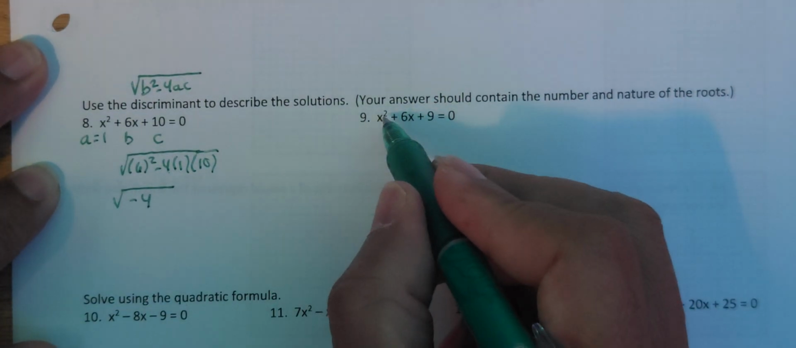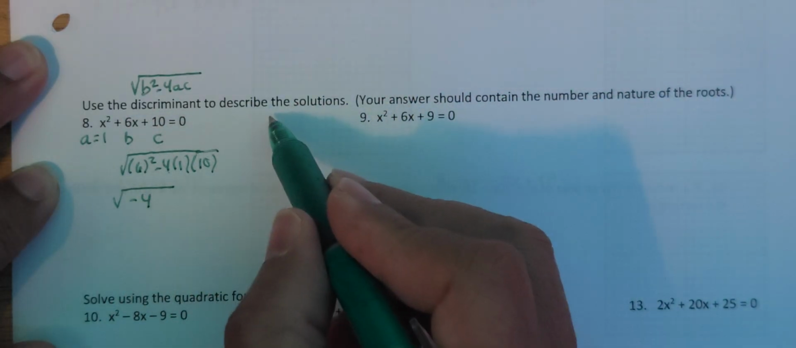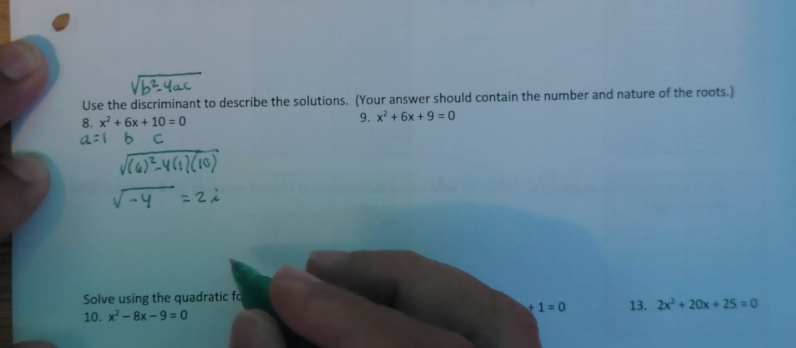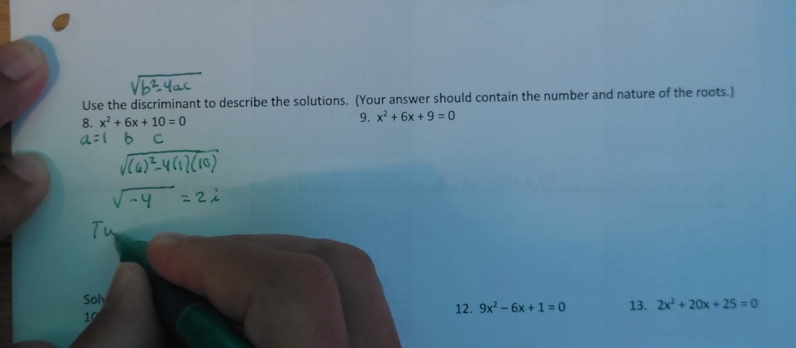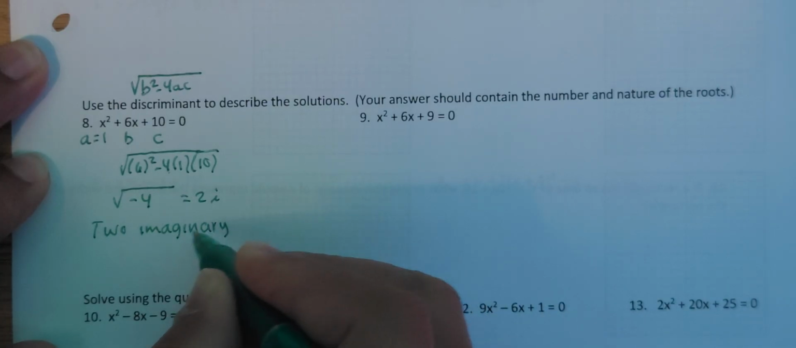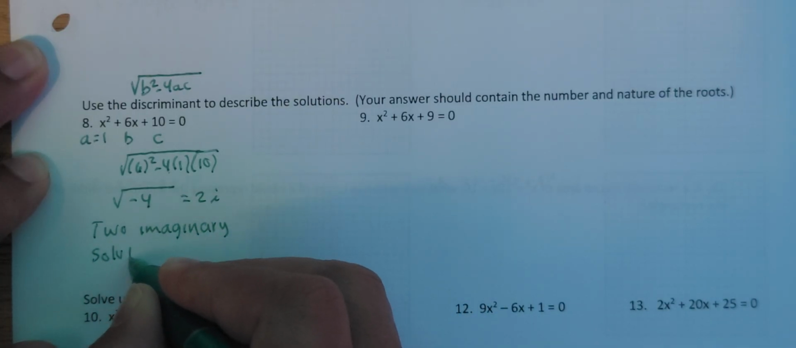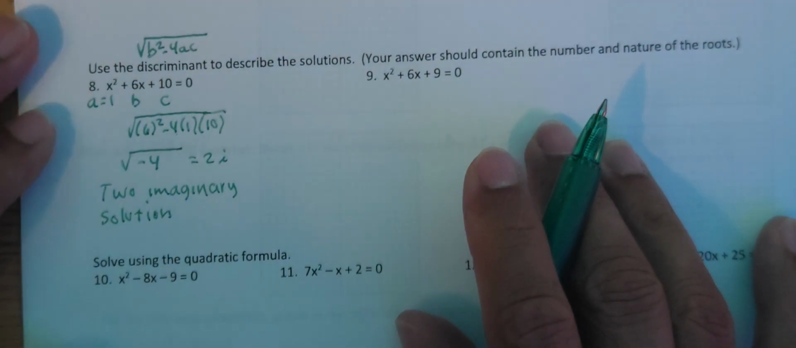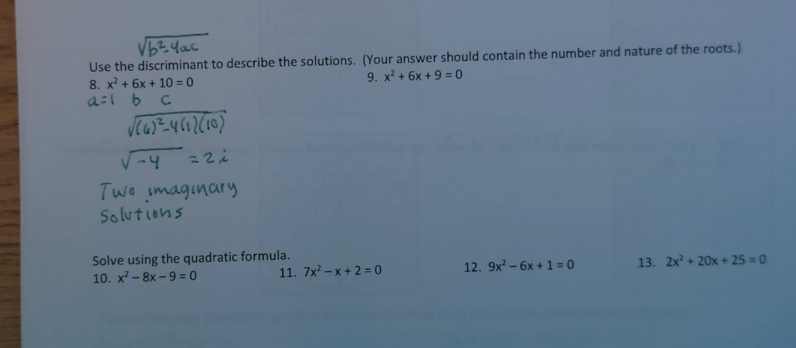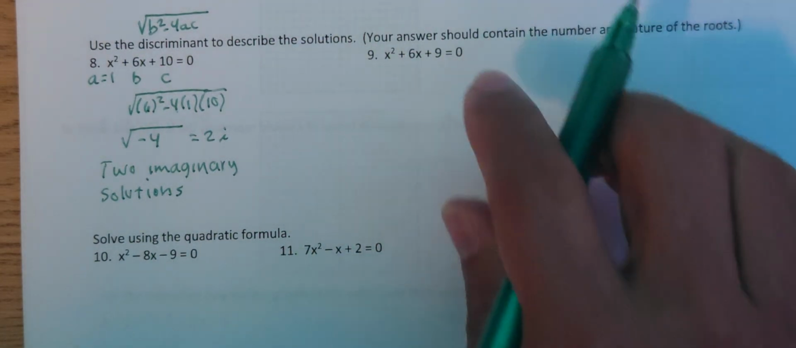So what this is asking us is to use the discriminant to describe the solutions. We know this is equal to a negative number, because the square root of negative 4 is 2i, right? So this one has two imaginary solutions. Even though it's not asking you to find them, it's just asking you to determine if the solutions are two real solutions, two imaginary solutions, or one real solution. If it's one, then it's a double root, meaning the vertex is right on the x-axis. Okay, so that's how you do number 8.